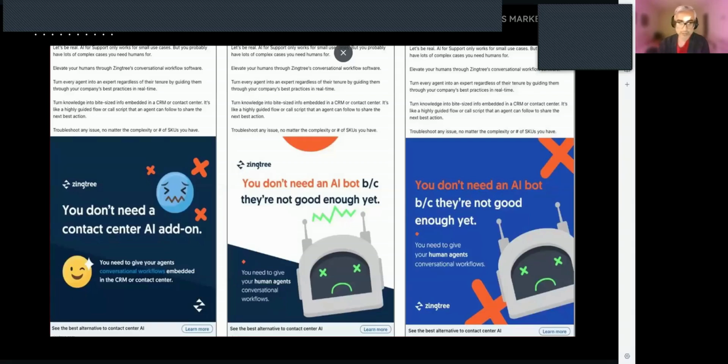This is another example I saw on LinkedIn. What these guys are doing is going in front of people who are considering AI or chatbots as customer service agents on their websites and so on. And what they're saying is, hey, you don't need AI. It's not good enough, or at least not good enough yet. Make your agents instead more efficient using our tool, which is called Thru. I don't know if you can see it here.